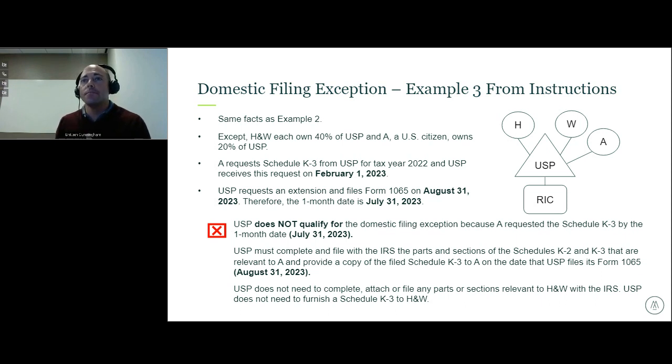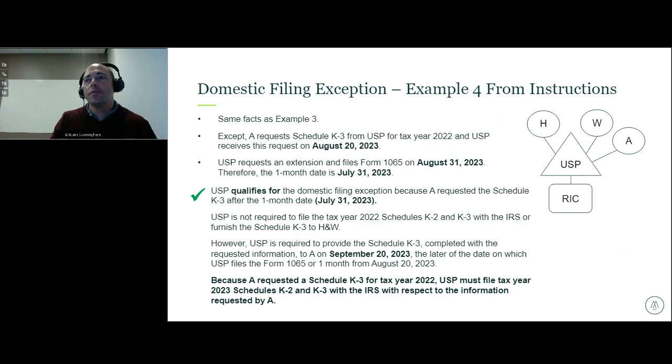In this case, partner A has requested the information before the one month date, and so USP would not qualify for the domestic filing exception because that information was requested before the date. So what will USP need to do? Well, they will need to complete and file with the IRS the parts and sections of the K-2 and K-3 that are relevant to A and provide a copy of the K-3 to A on the date that the form is filed. But they would not need to complete, attach, or file any parts or sections relevant to husband and wife with the IRS, nor would they need to furnish a K-3 to H&W. So this is still potentially helpful, even though USP doesn't meet the last criteria because someone requested the info.